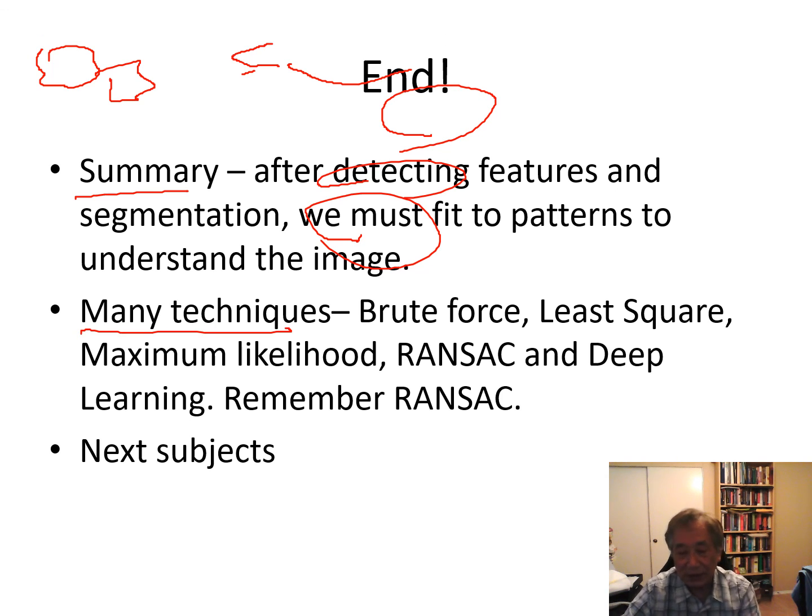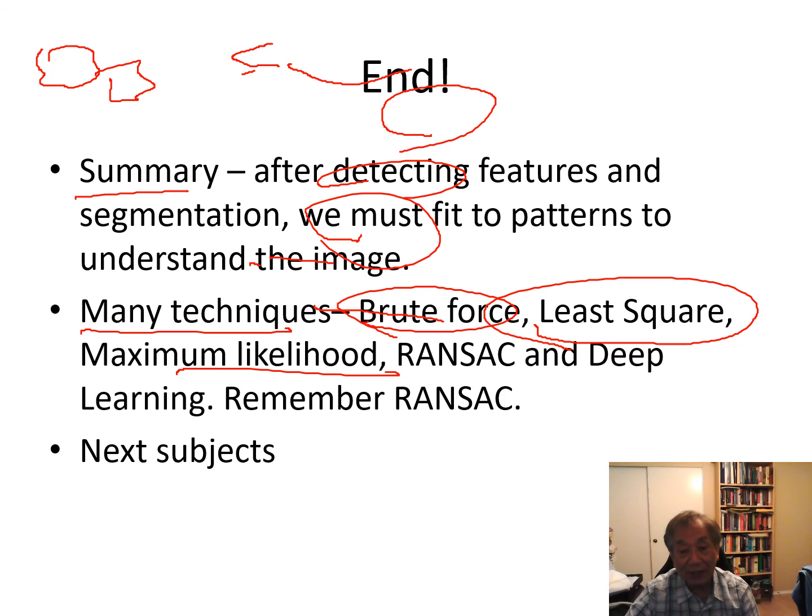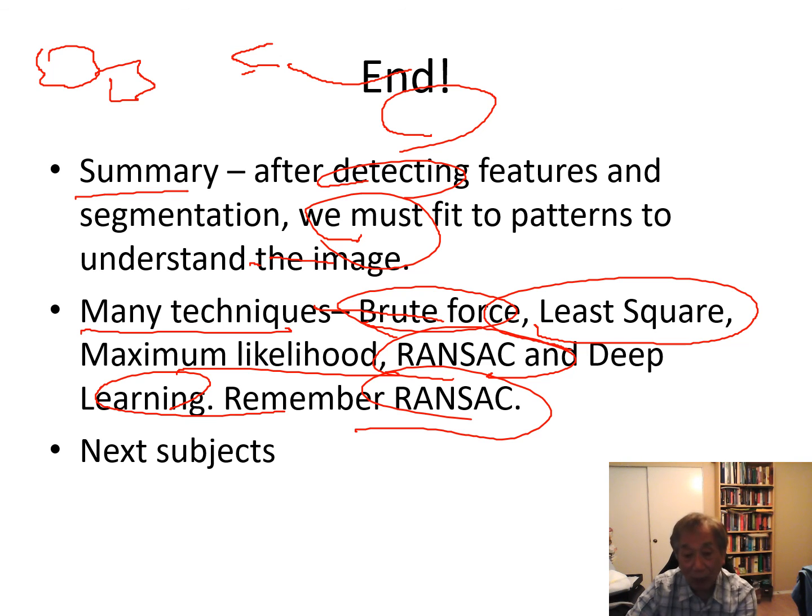As we can see, human eyes and the brain have evolved over so many years to make this recognition instantaneous. The machine must do a lot of hard work to understand the image. So as a first step, fitting: this one fits to that, that fits to that. There are brute force methods, least squares methods, the maximum likelihood method, RANSAC, and deep learning. Just remember that RANSAC is random sample consensus.